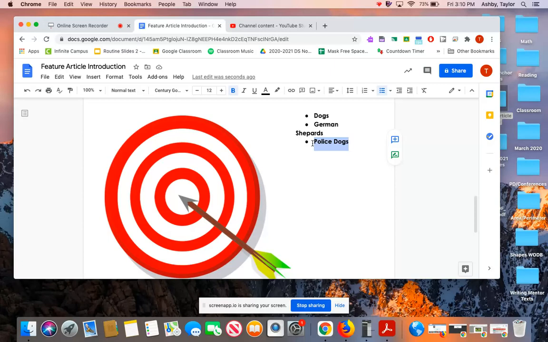Today, as writers, after this lesson is over, you will get logged onto Google Classroom and you will use that Google Form to submit what your feature article topic will be about.